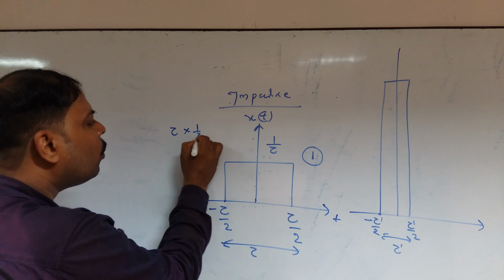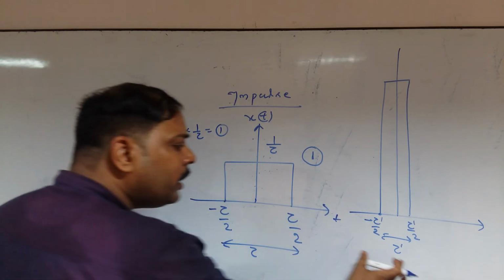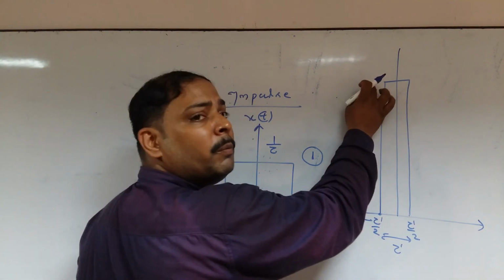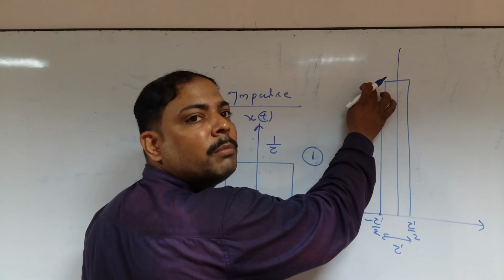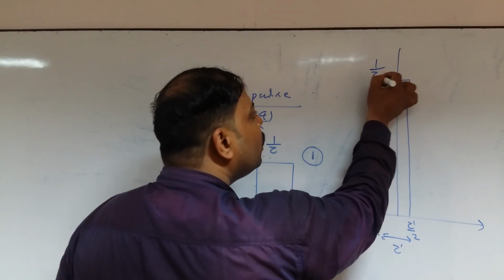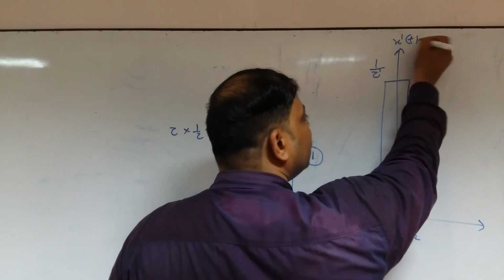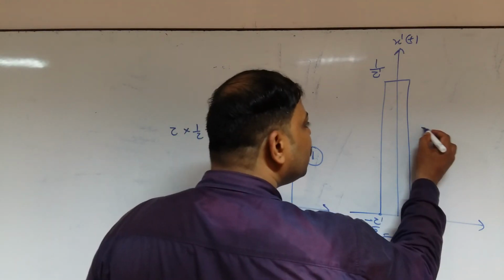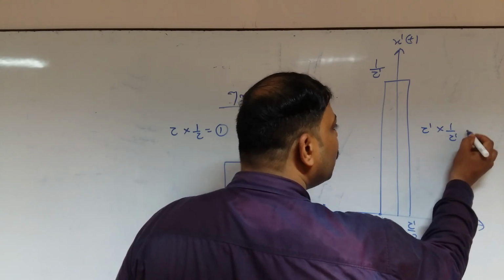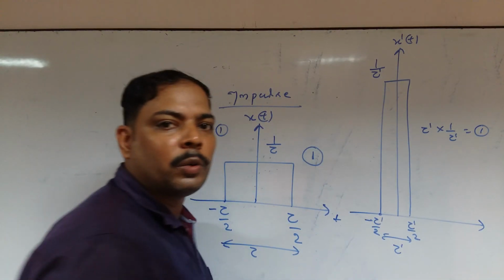Tau into 1 by tau, that is 1. So here the width becomes tau dash. So the height must be 1 by tau dash so that the area becomes 1. So you have to put here 1 by tau dash. And this signal, suppose we call x dash of t. So you can write tau dash into 1 by tau dash, which is equal to 1. This is nothing but the area.